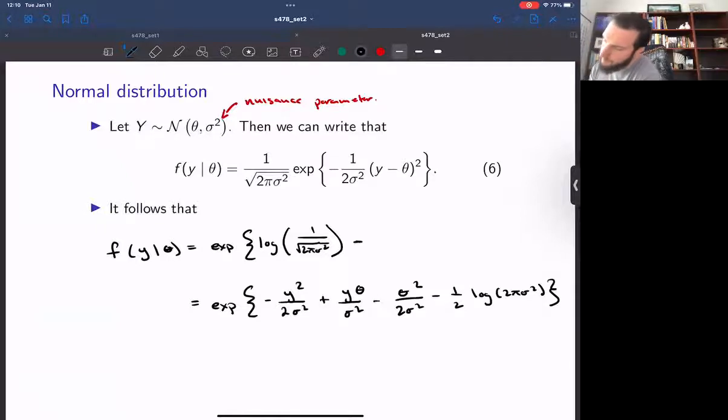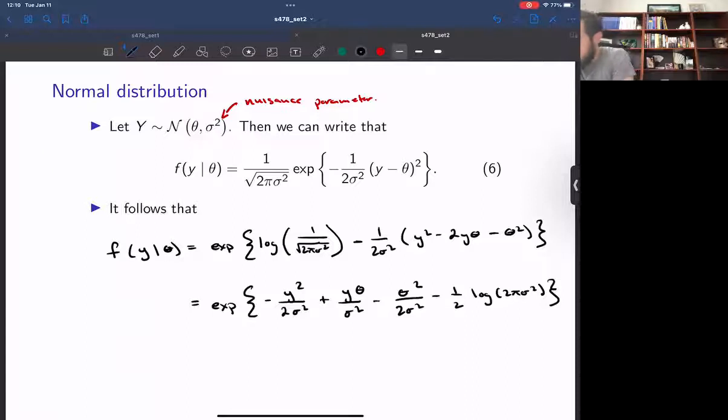Okay, and then we're going to subtract off this second value, and then all we're doing is expanding the inside of this. Okay. So now it's a little bit easier to see. So you can see that the first 3 terms are basically just the second term from the first line, and I'm just pulling the negative 1 over 2 sigma squared inside of that quadratic. And then the negative 1 over 2 log 2 pi sigma squared.